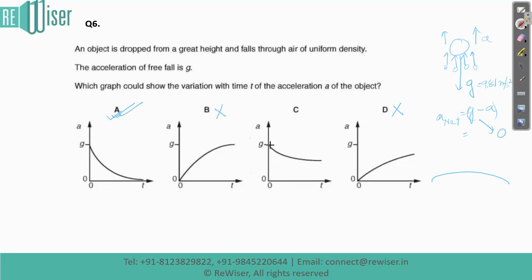Whereas option C is decreasing, but it is not tending to zero. It is tending to a constant value, which won't be correct. Why? Because it is falling from great height. If it was falling from a lesser height, then C would be true. But since it is falling from great height, at some point the net acceleration will be almost equal to zero. So this is the correct answer.